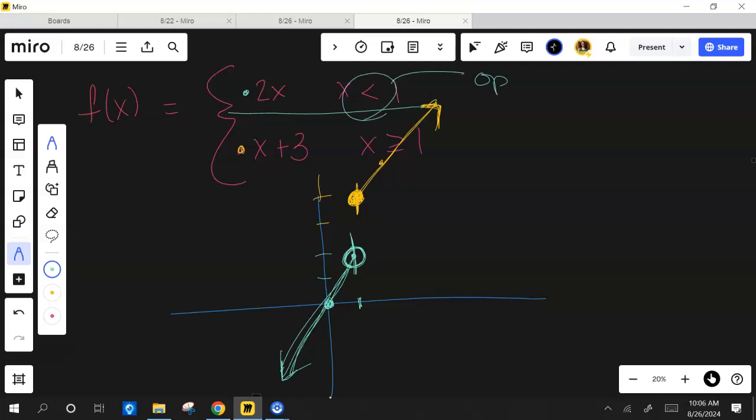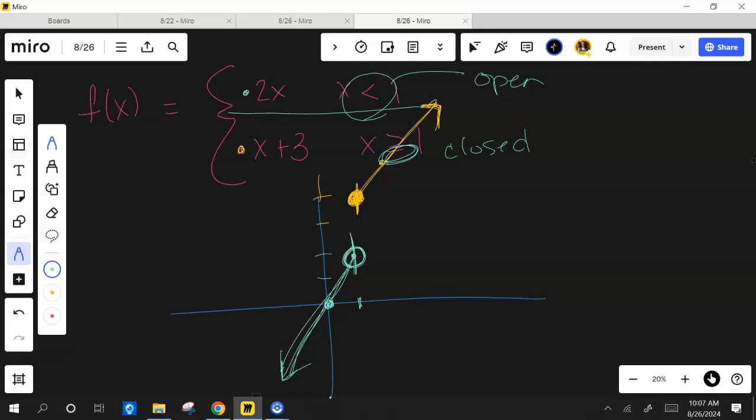This means open because there's no line under it. The line under here means closed because it includes it. The linear ones are the easiest ones to do because I don't have to worry about things like a vertex of a parabola or anything of the sort, which you will have to worry about if you have quadratics.